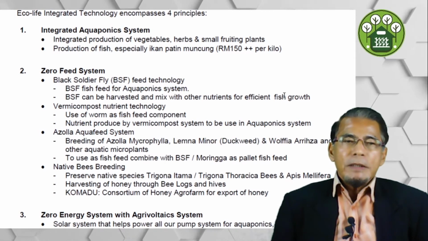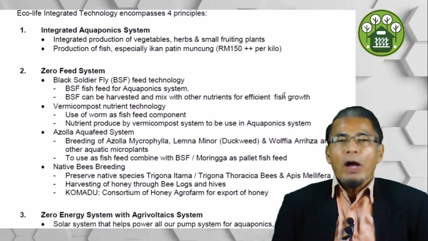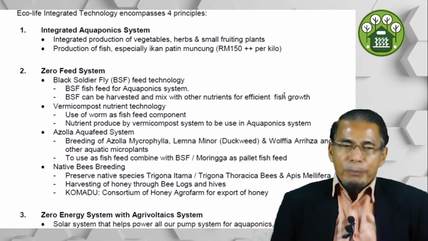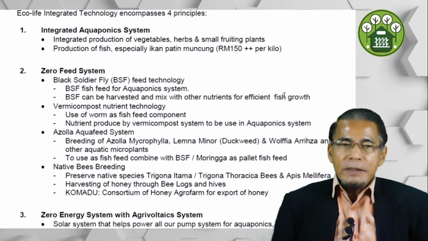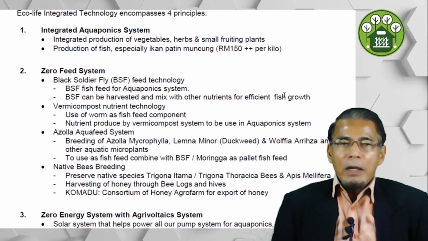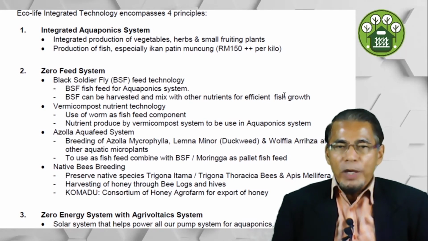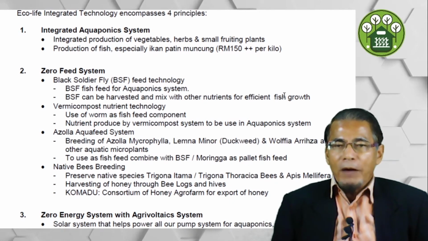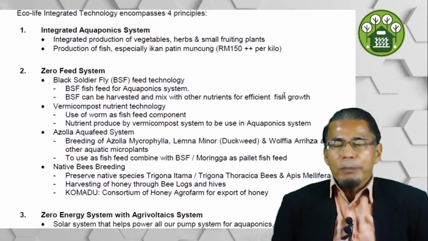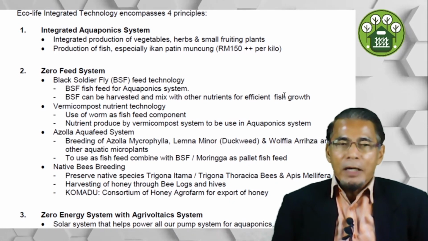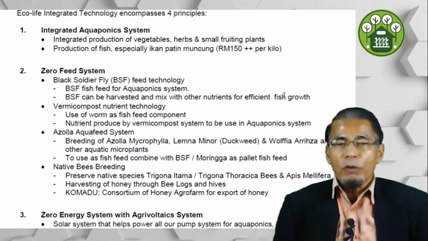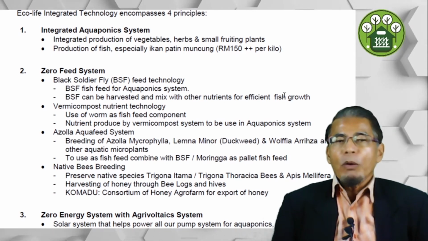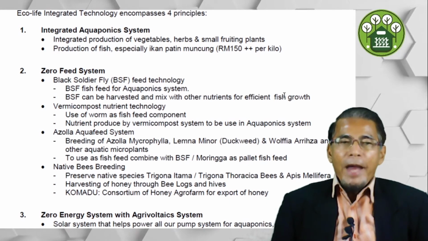Then the third one is the azolla aquafeed system. What is azolla aquafeed system? This is the breeding of micro plants, azolla microphylla, or lemna minor, that is duckweed, or Wolffia arrhiza, and other aquaphonic microplants, including, for example, kangkong. Even, for example, the local version of the water kangkong, you can also breed commercially, and you can feed the fish.